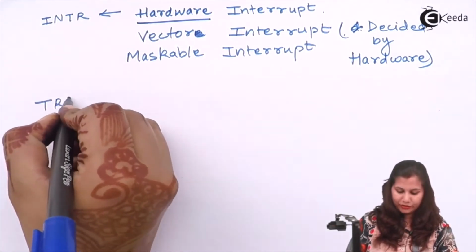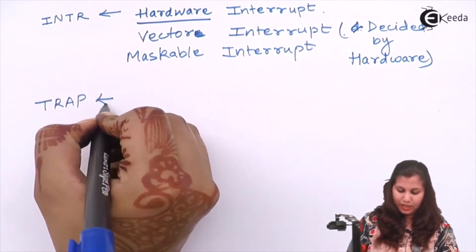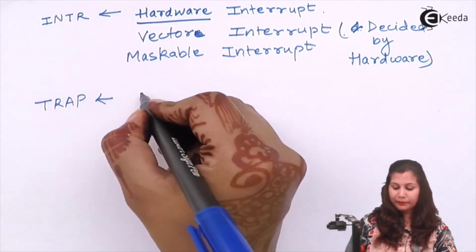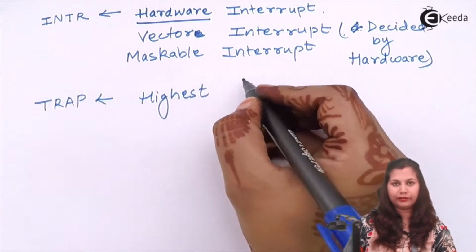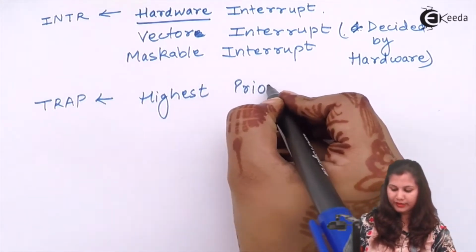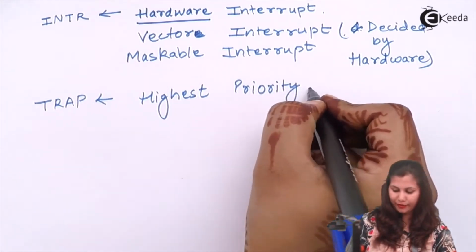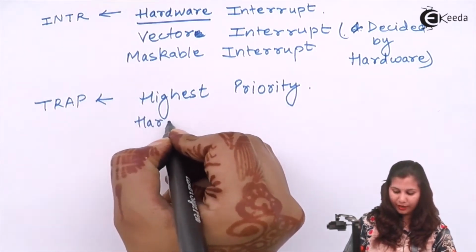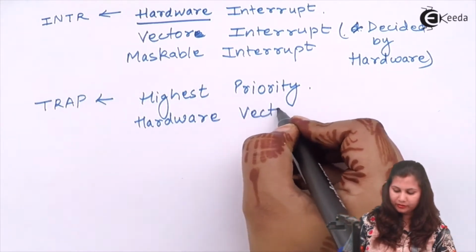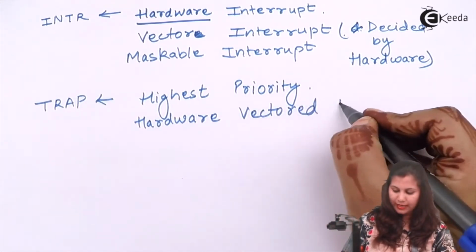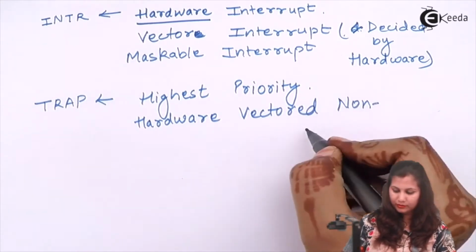Next interrupt is trap. This interrupt is very important because it has the highest priority among all the interrupts. So it is a highest priority interrupt. Also, this is a hardware, vectored and non-maskable interrupt.